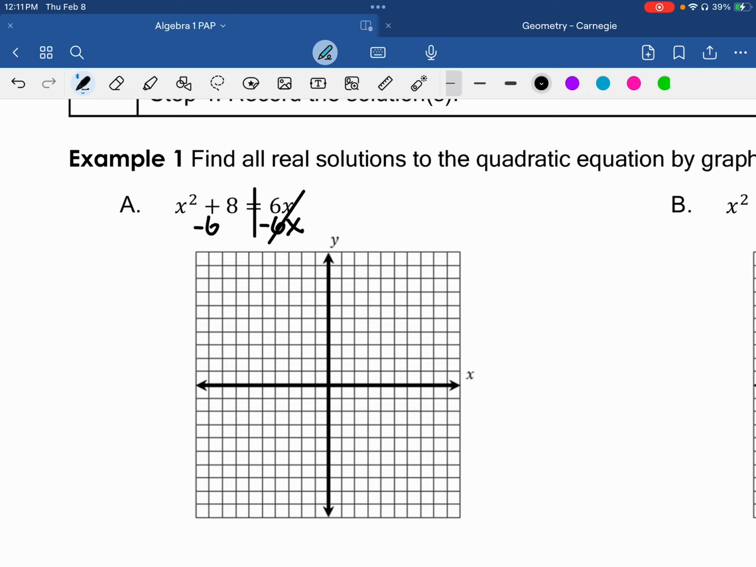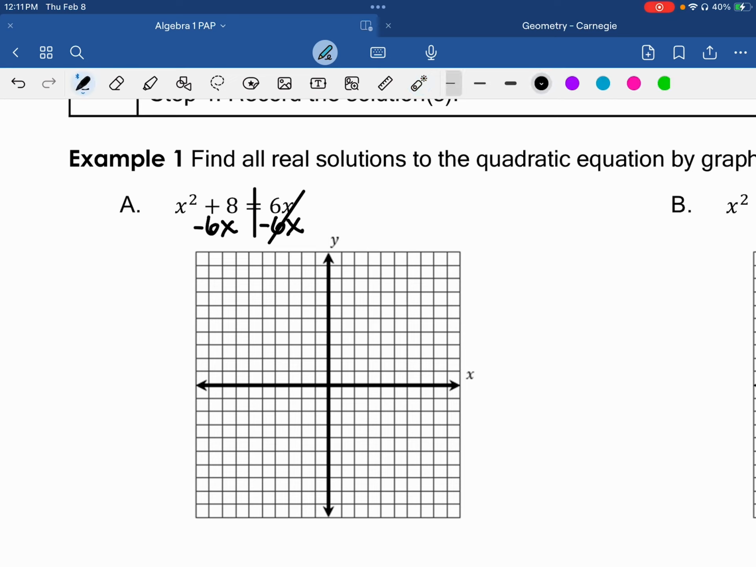I'm going to go ahead and put the 6x in the middle because I cannot combine it with the x squared. X and x squared are different terms. It's like buying a red apple or a green apple at the store. Yes, they are both apples, but one of them is green and one of them is red.